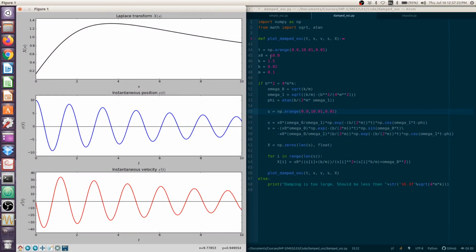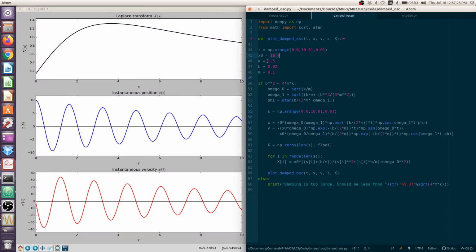You can see here what is given is the initial position. Initially it starts from 10; I have given 10. Then the spring constant is given, the damping constant is given, and the mass is given. Okay, 0.1 means it's 100 grams. It calculates everything and it plots this.